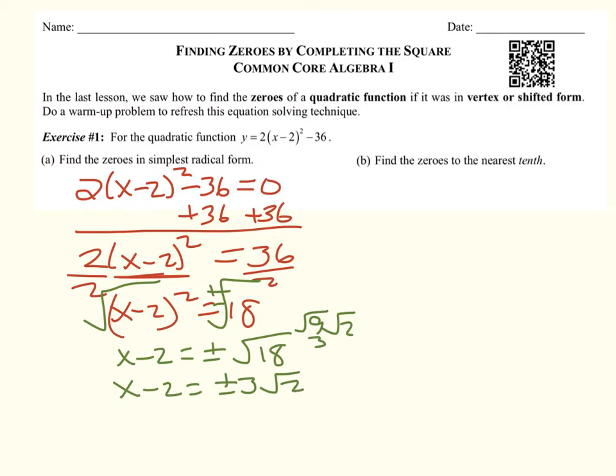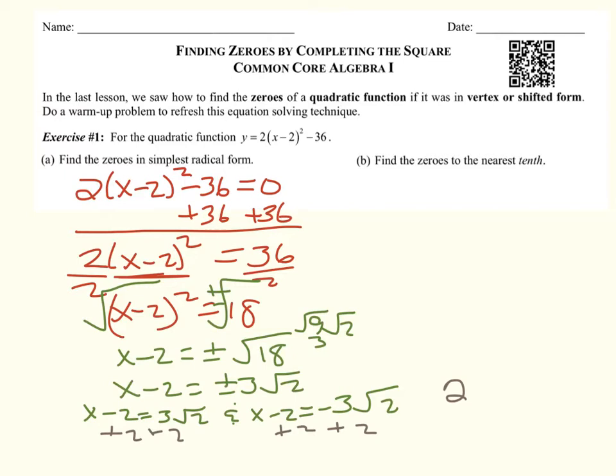Last step, x minus 2 equals 3 radical 2, and you also have x minus 2 equals negative 3 radical 2. Add 2 to both sides, here and in this problem here. And your answer comes out to be 2 plus 3 radical 2. And the second one here, when you add it, is 2 minus 3 radical 2. Those are your two answers.